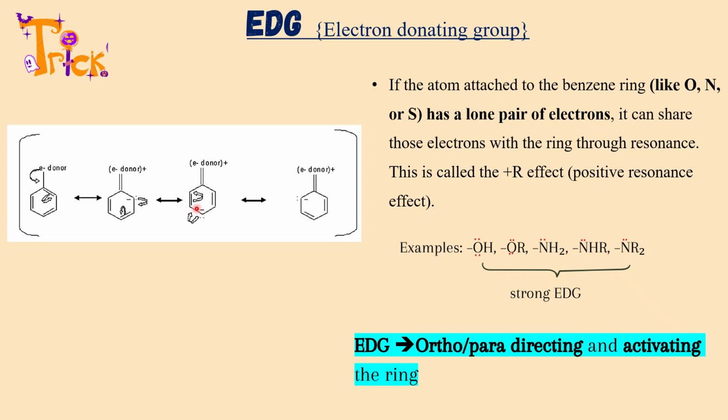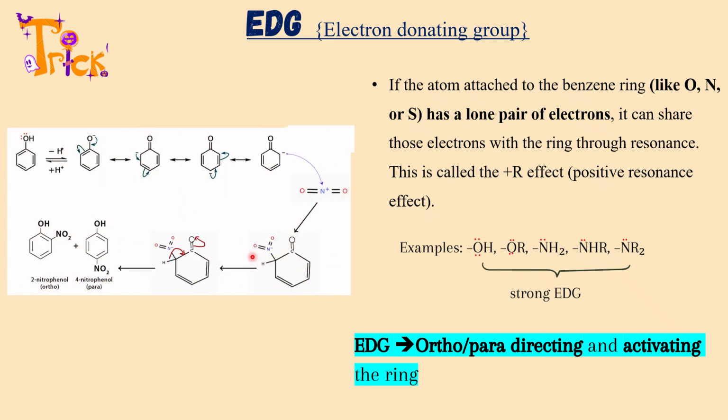Hence, these positions are the most favorable positions for the electrophile to come and attach, because the electrophile is an electron deficient species. Hence, we will get what? Ortho and para directed products only when we have electron donating groups attached. Now, let us take a specific example.